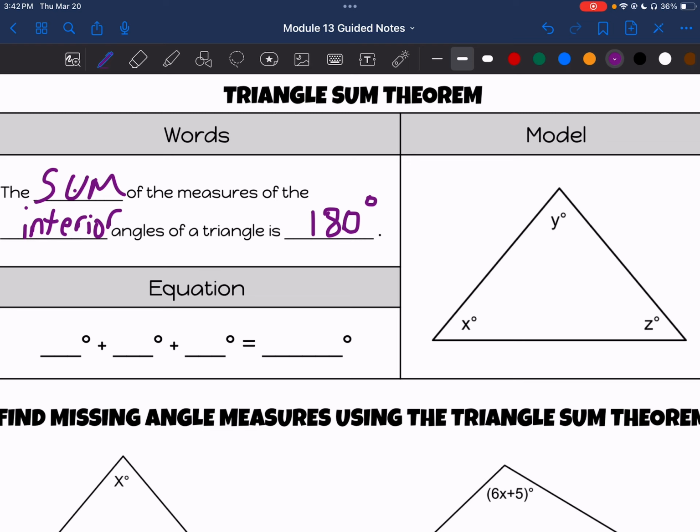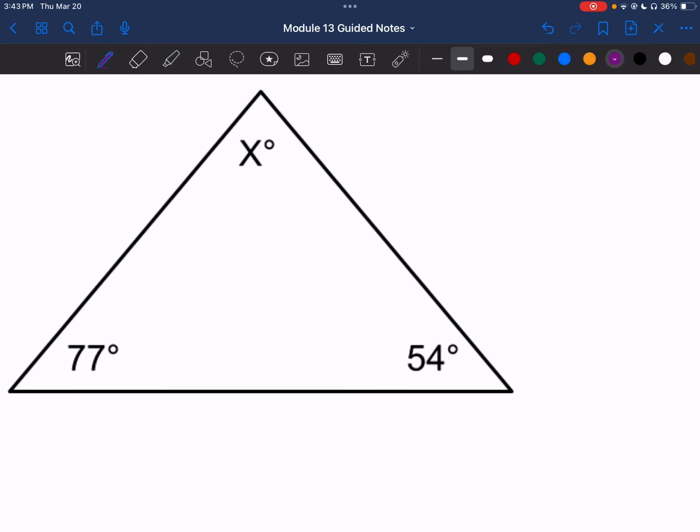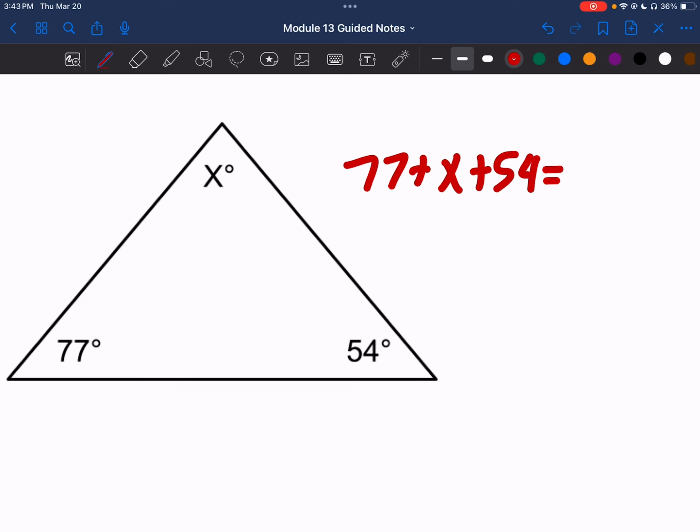So in the model that we have off to the right here, we have x degrees plus y degrees plus z degrees is going to equal 180. All right, so let's find some missing angle measures using this property. So our three angles get added together, so 77 plus x plus 54 equals 180.